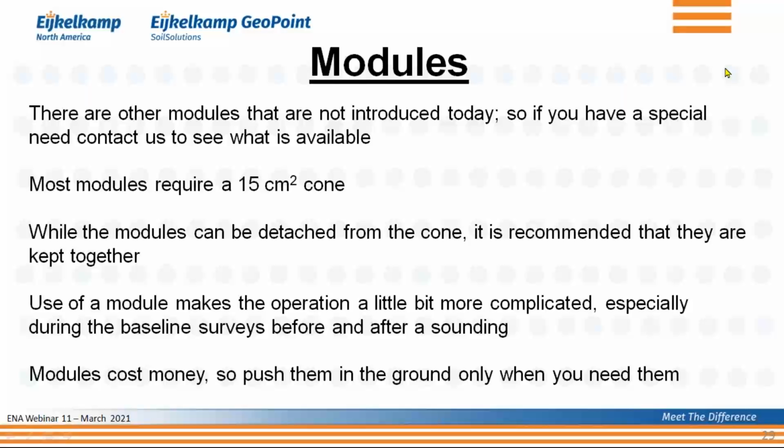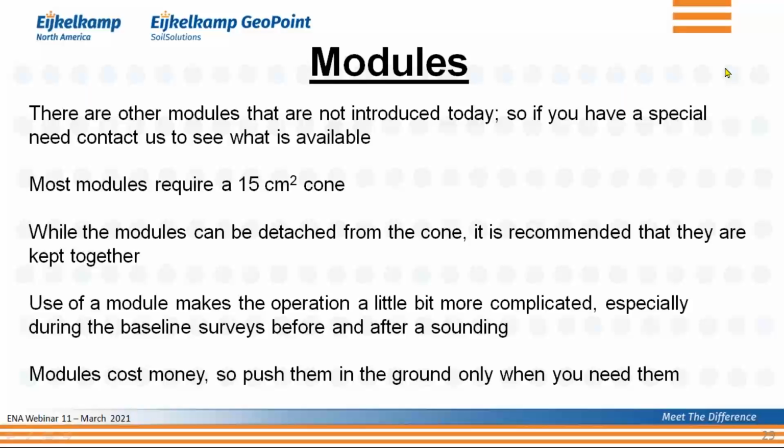What you've seen, most modules require a 15 centimeter square cone. Simply because of the items that you want to put in these modules, you need some space. And if you go to a standard 10 centimeter square cone or a 36 millimeter or 1.44 inches diameter cone, you don't have enough space. And that's why most modules require a 15 centimeter square cone. In and of itself, no big problem, because as I mentioned before, if you want to push a cone in the ground and you want to get as deep as possible, a 15 centimeter square cone with the standard 36 millimeter or 1.44 inches diameter rods will get you the deepest with a given push force that you have at the surface. So that is no problem.